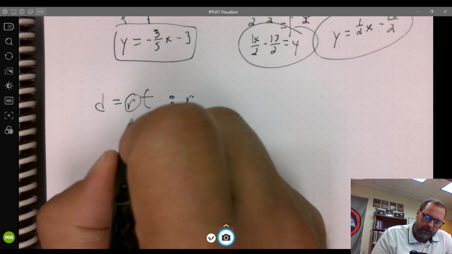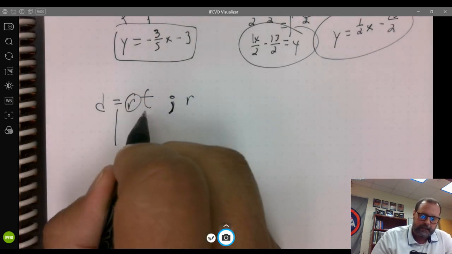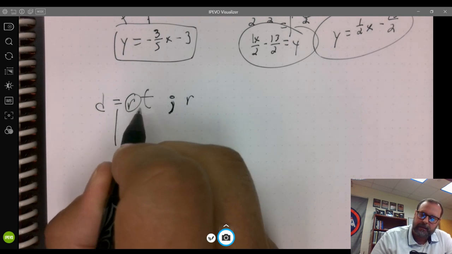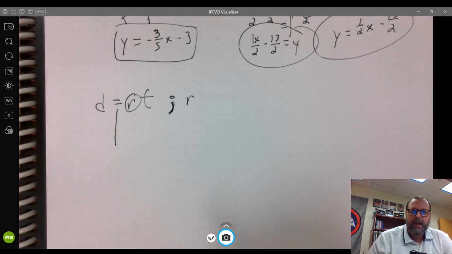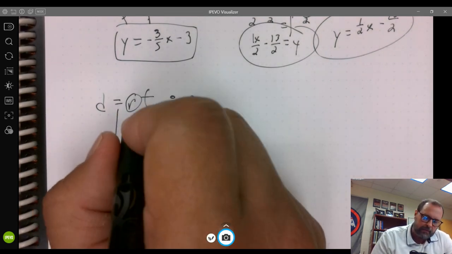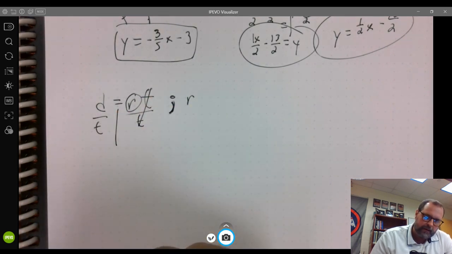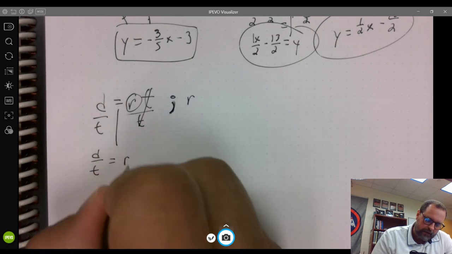If I'm solving for r, I look and say, okay, well, t is on the same side of it. How are r and t attached? That's a big question. You may want to jot down somewhere on there, like, how are they attached or how are they connected? They're connected by multiplying. The opposite of multiplying is dividing. So I divide both sides by t. So I have d over t equals r.